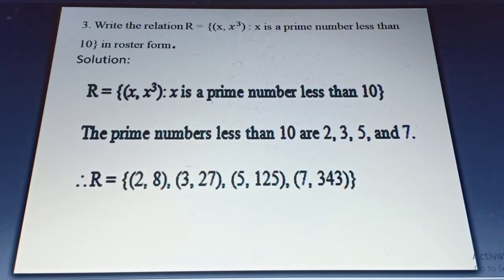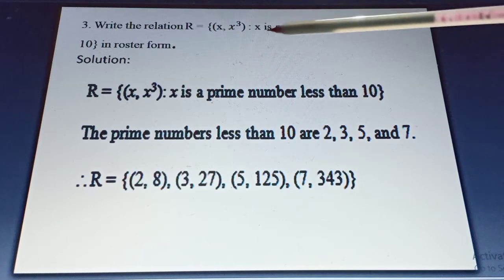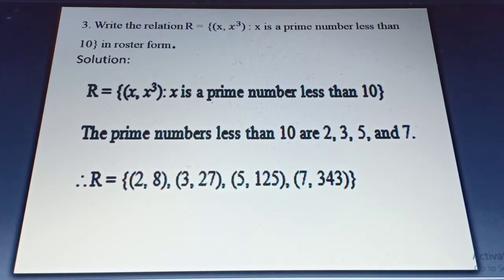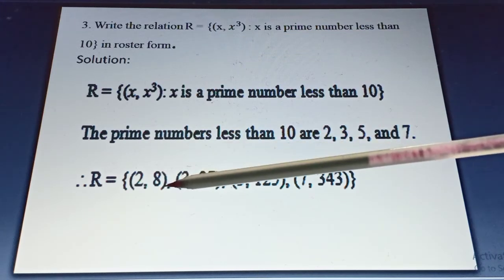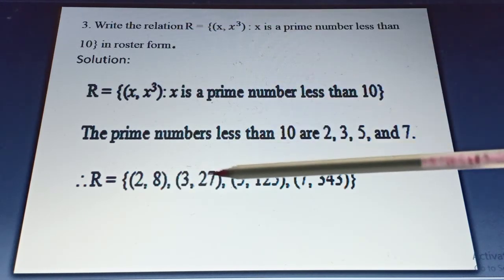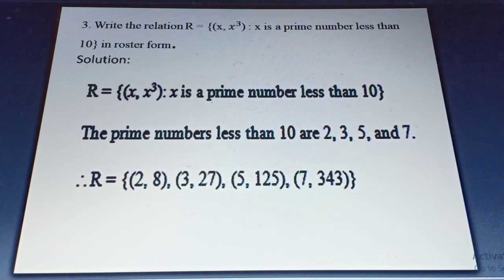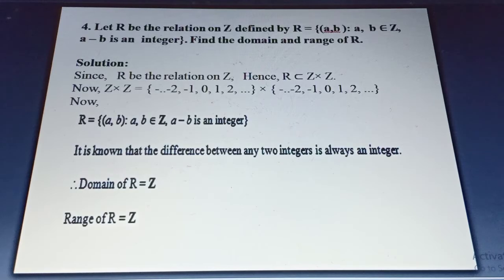Now there is another question. Write the relation R = {(x, x cube): x is a prime number less than 10} in roster form. So students, the relation set is given as (x, x cube), x is a prime number less than 10. The prime numbers less than 10 are 2, 3, 5, 7. So when you put 2 in the first element, the second element will be 8. When it is 3, the second element is 27. When it is 5, it is 125. When it is 7, it will be 343.